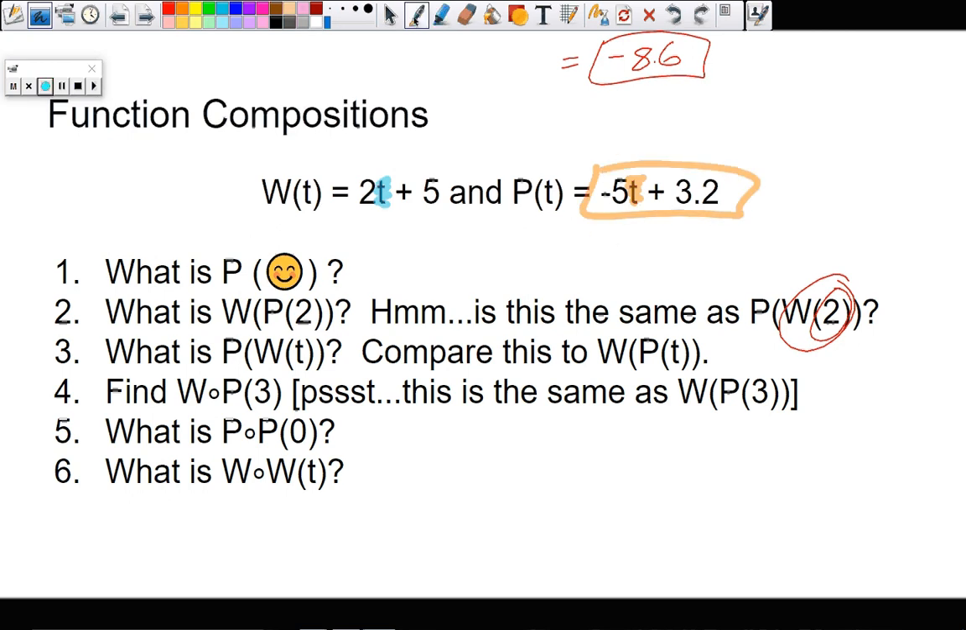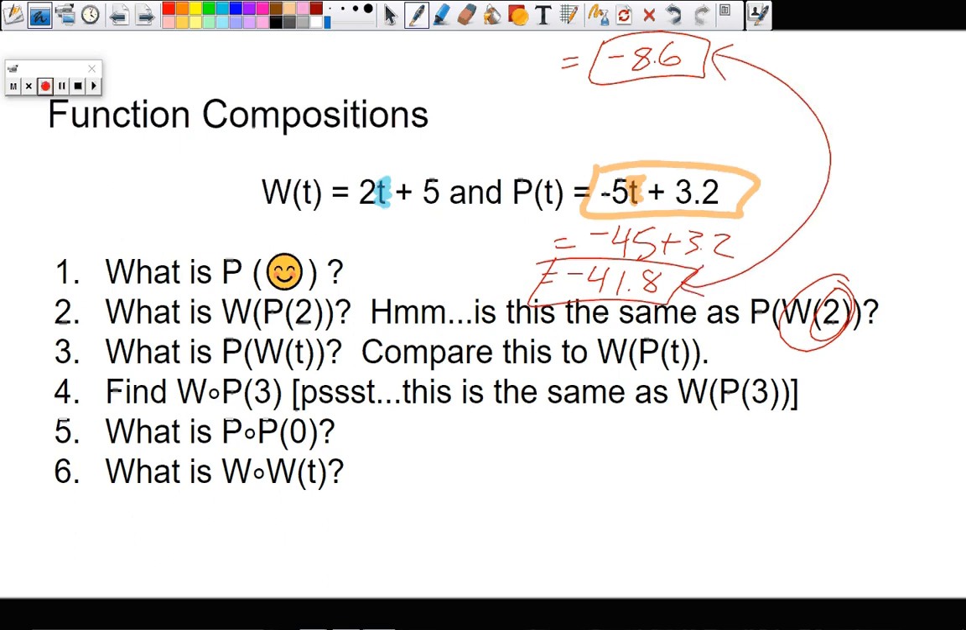So I have a negative 45 plus 3.2. Do you all agree? And then that would give me a negative what? 41.8. Obviously, those two are different, just like you said they would be. Okay? Questions before I keep going?